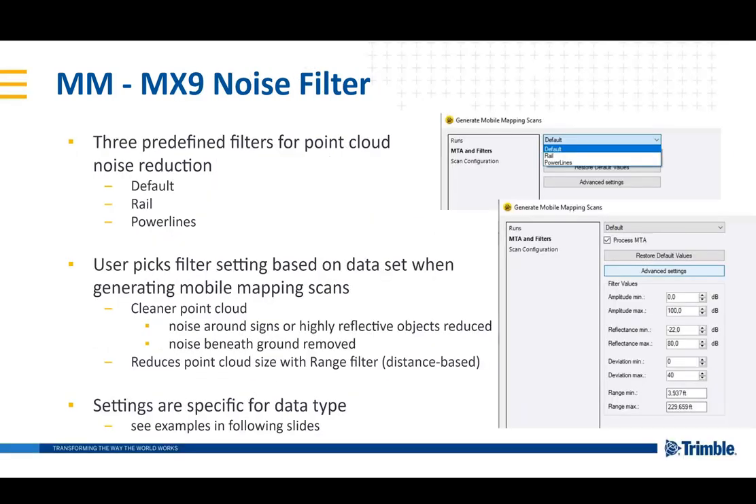We've also added a nice noise filter for point cloud data from MX9. There are 3 predefined filters: default, rail, and power lines. You would pick the setting based on the data set when generating mobile mapping scans. And this really allows for cleaner point clouds and reduces potentially the point cloud size with that range filter. I'll show you some examples here in the next coming slides. You'll really see some differences. So default, rail, and power lines, remember those 3.